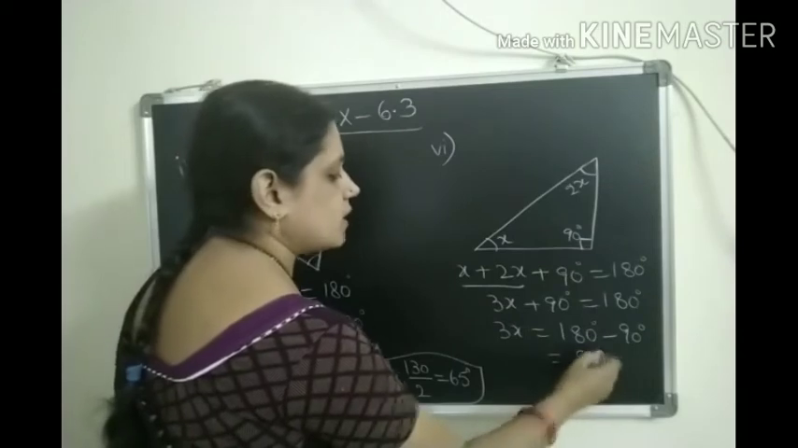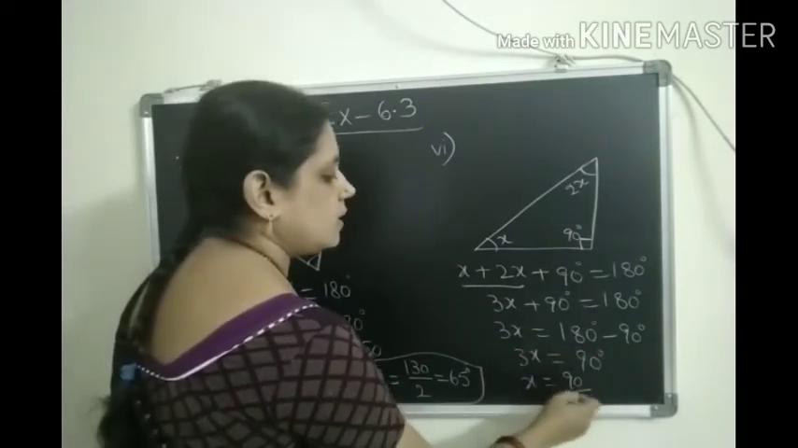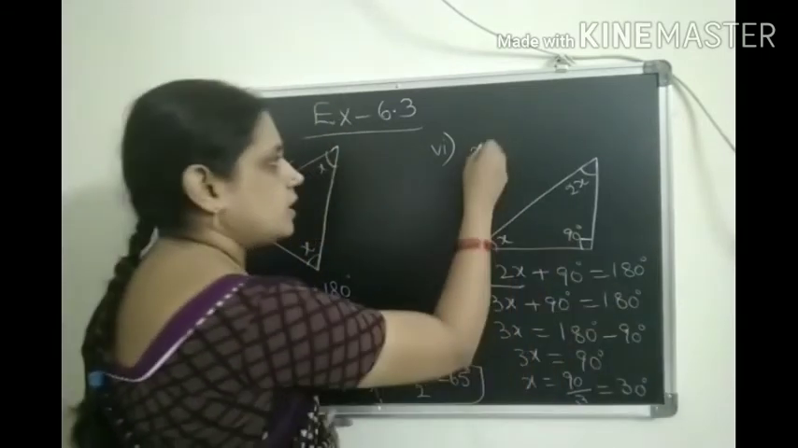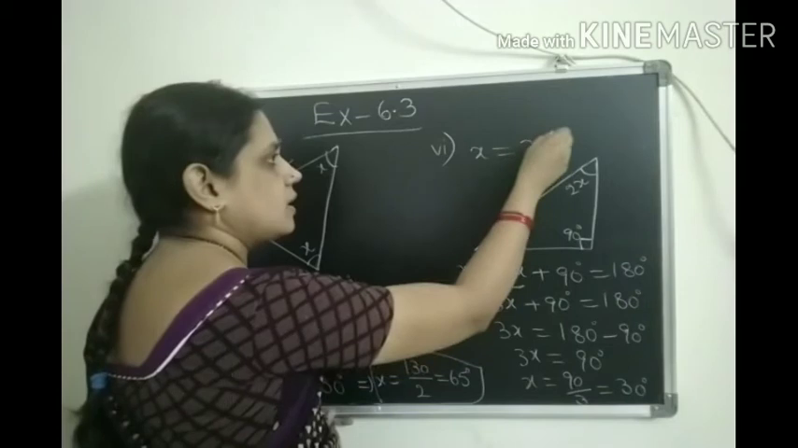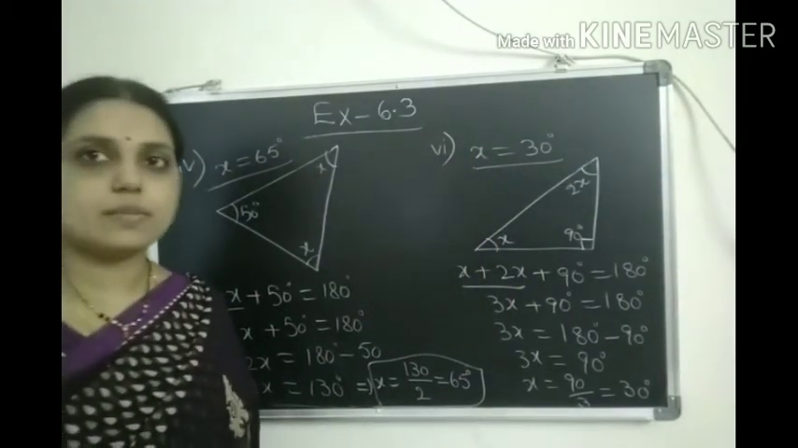Then you will get 90. So x equal to 90 by 3, that is 30 degrees. So here the x value we got is 30 degrees. Both the sums we have done using angle sum property.